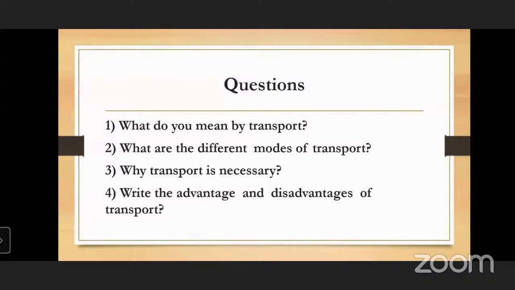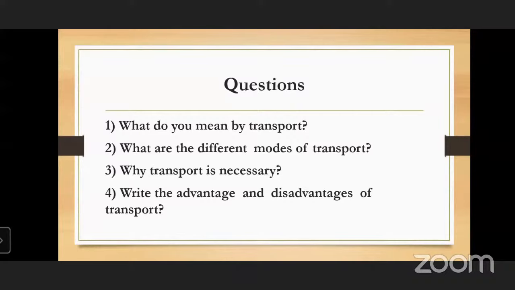What do you mean by transport? It means you have to write the definition. Can anyone tell the definition of transport? Traveling from one place to another. Yes, transportation means traveling from one place to another, or shifting goods from one place to another. That is known as transport.